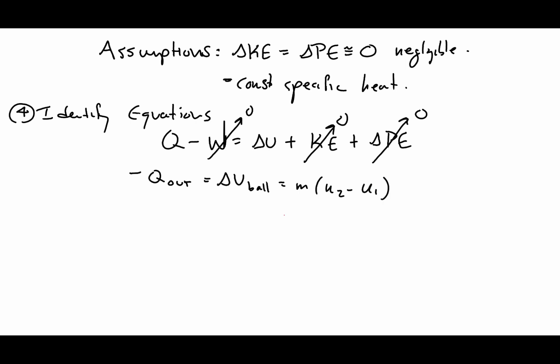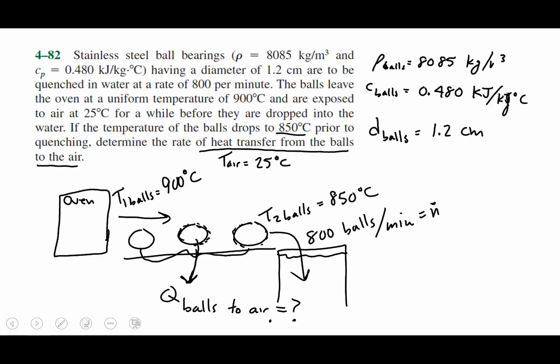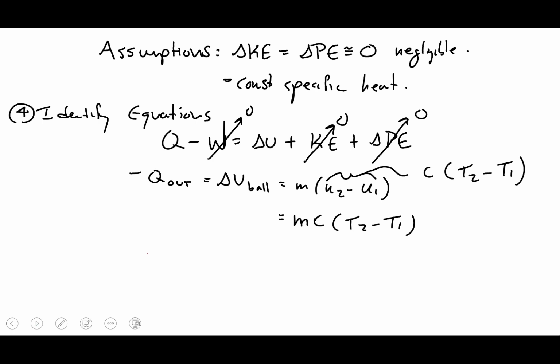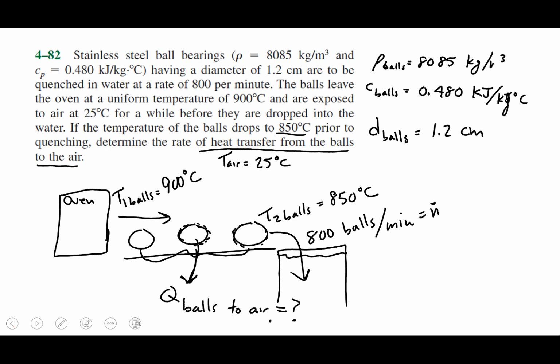So this change in internal energy of the ball is equal to the mass multiplied by U2 minus U1, and this is equal to m C sub p, so this U2 minus U1 is C, well, since we're dealing with a solid, I'm just going to call it C, and then T2 minus T1. So m C T2 minus T1. And then to solve this equation, we're looking for Q out. So Q out is equal to mc T2 minus T1. We weren't given the mass, so we need to calculate the mass. Well, we can calculate the mass because we know the density, and we can calculate the volume because we were given the diameter of the ball.